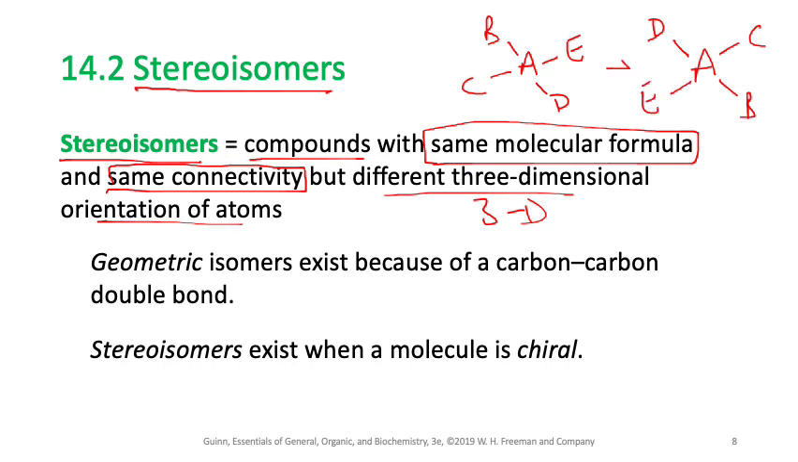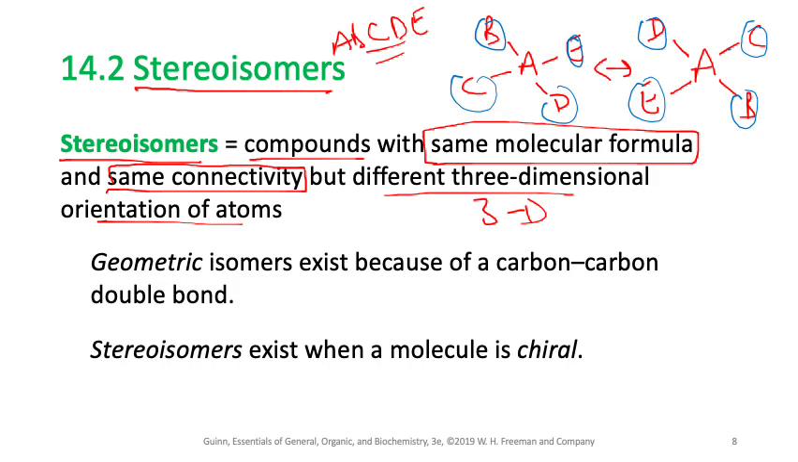So what's happening between these two? They have the same molecular formula, which is A, B, C, D, E, but with the same connectivity. If you can see, every atom in both structures is connected with an A, right? Same connectivity, but different 3D orientation of the atoms. But what's the difference between the two? In three-dimensional space, the orientation is different.